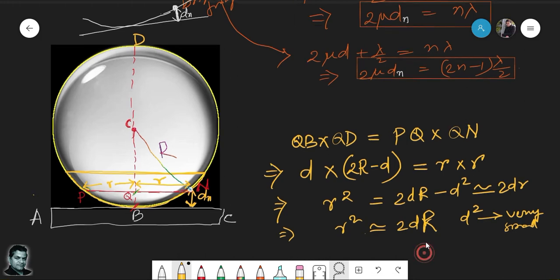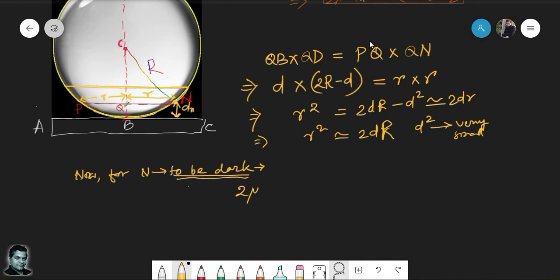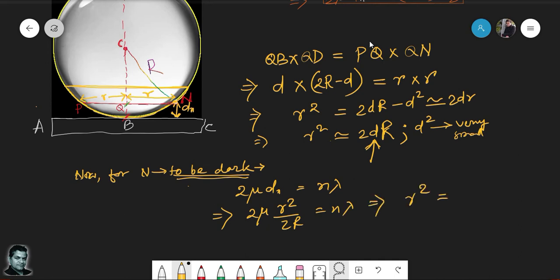So that's r squared equals 2dR. Now for this point N to be dark, at this point there is destructive interference. The condition was 2 mu d_n is equal to n lambda. Putting in the value of d, you get 2 mu r squared by 2R is equal to n lambda. That implies r squared is equal to n lambda R divided by mu. So this is the radius of the nth dark fringe.